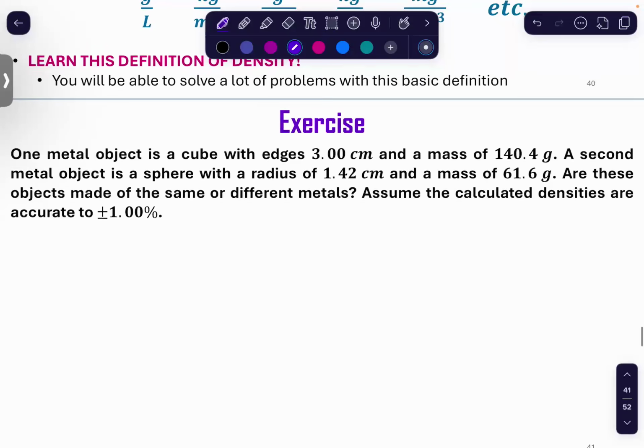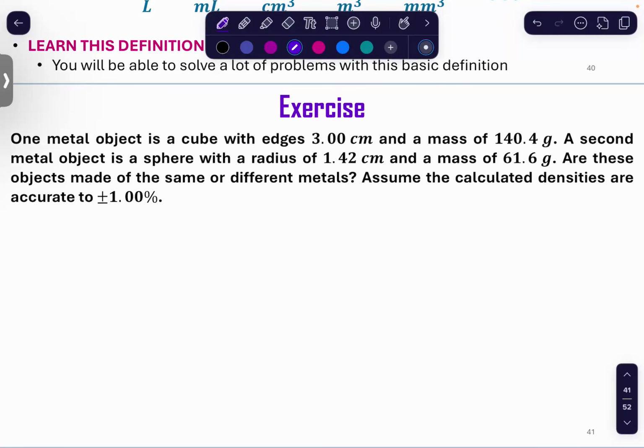So let's look here. One metal object is a cube with edges of 3 centimeters and a mass of 140.4 grams. A second metal object is a sphere with a radius of 1.42 centimeters and a mass of 61.6 grams. Are these objects made of the same or different metals? Well, this is where you have to say, what is the problem asking us?